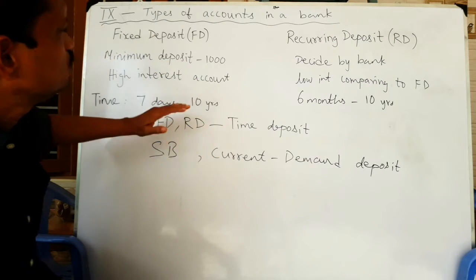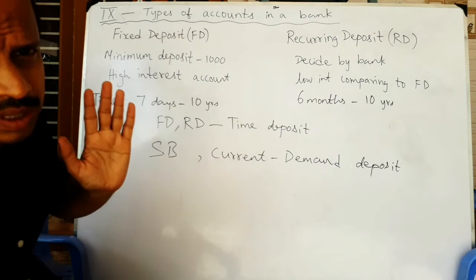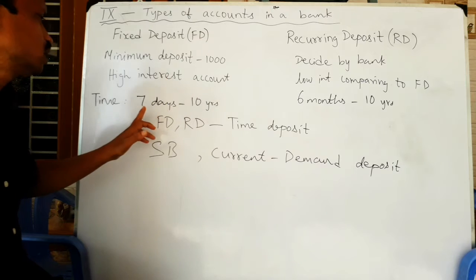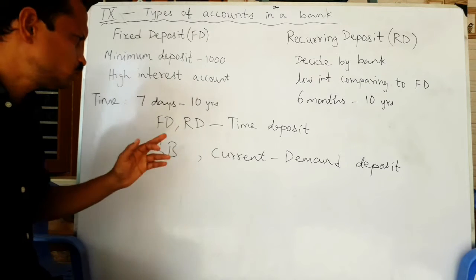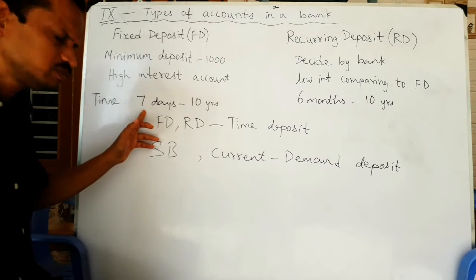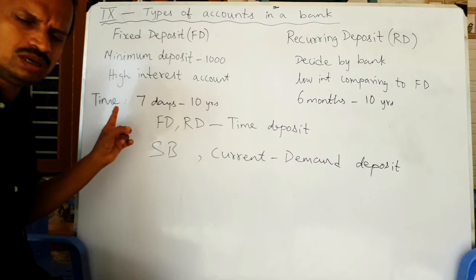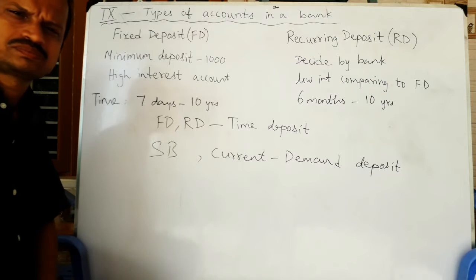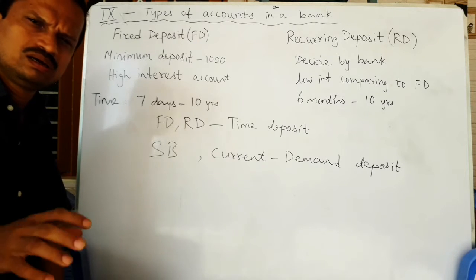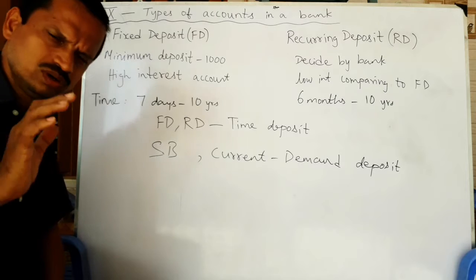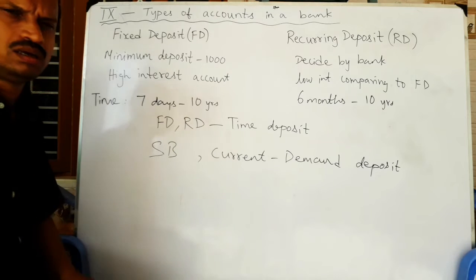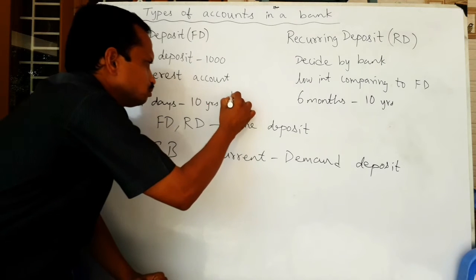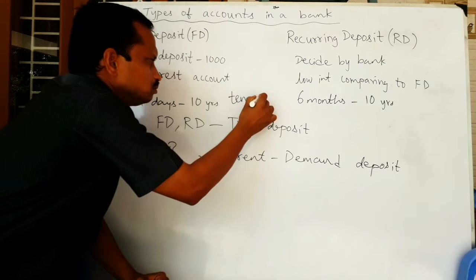Clear? So this is one-time investment, one-time deposit and one-time withdrawal. For example, we are planning to deposit for 1 year. The time duration is minimum 7 days to 10 years. We can deposit for 1 year, or for 5 years or 10 years. So this is the tenure. We call it the tenure. Time is called tenure.